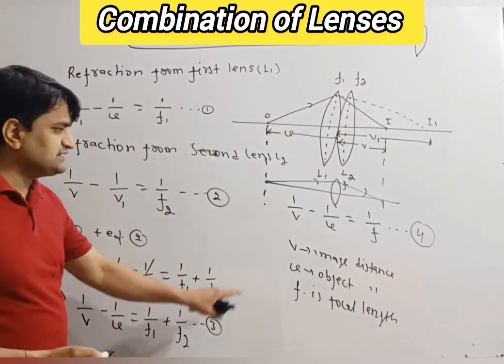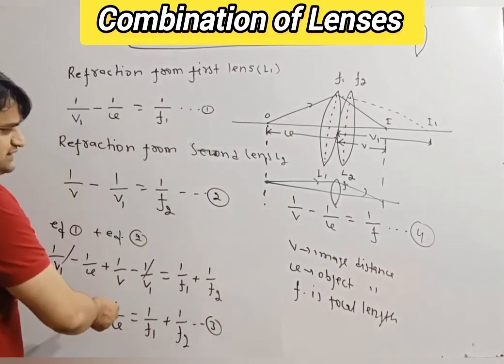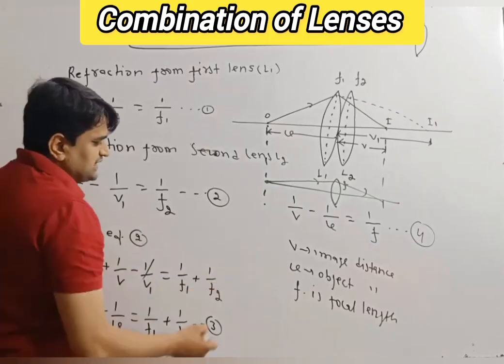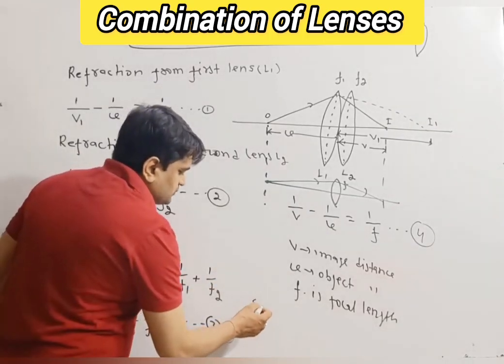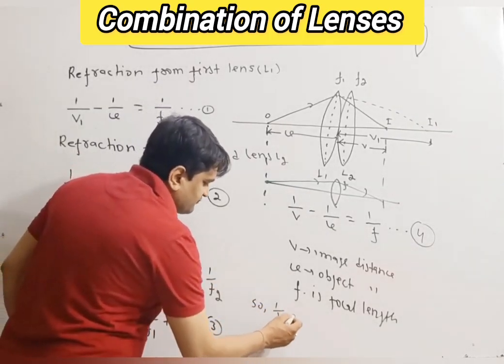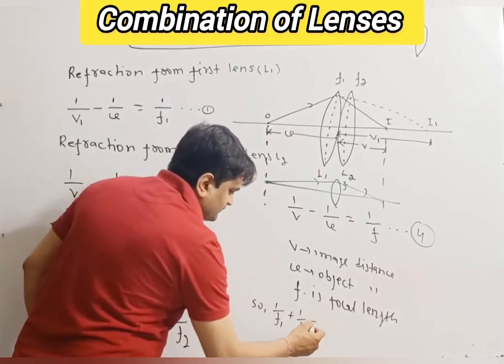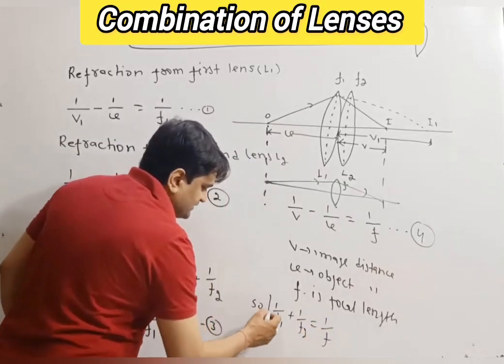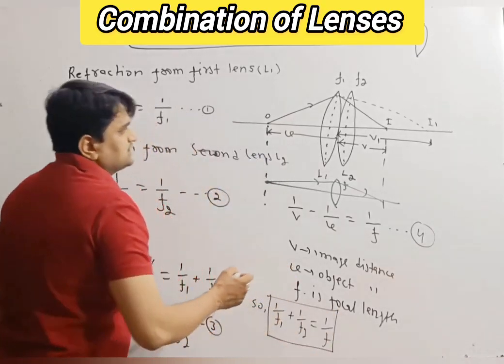So from equation 3 and 4 you can see that the left hand side is equal, so the right hand side will be equal. So you can write 1 upon F1 plus 1 upon F2 equal to 1 upon F. This is the final result.